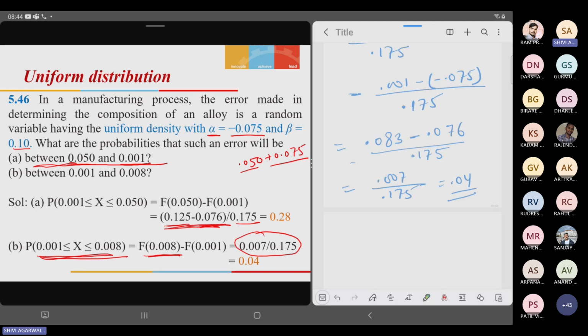Mr. Damodaran, I told you 0.175 is beta minus alpha, and alpha is already negative, so we are adding it. We have done that part. Okay.